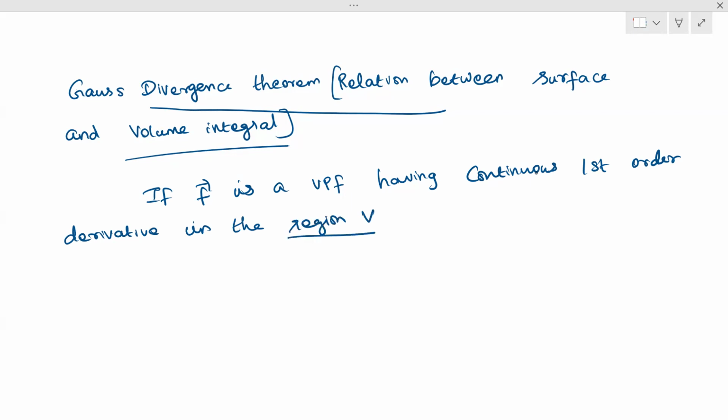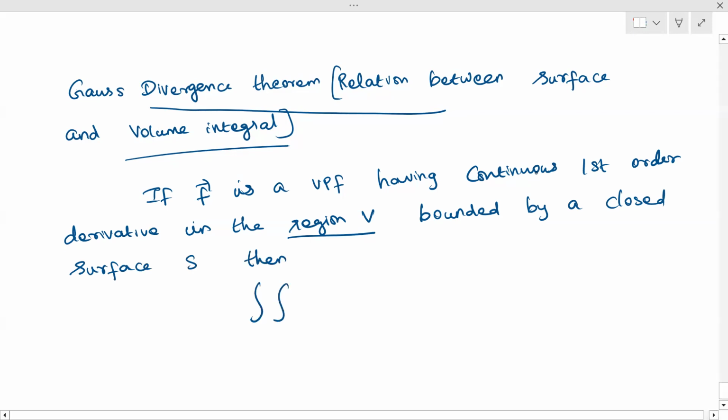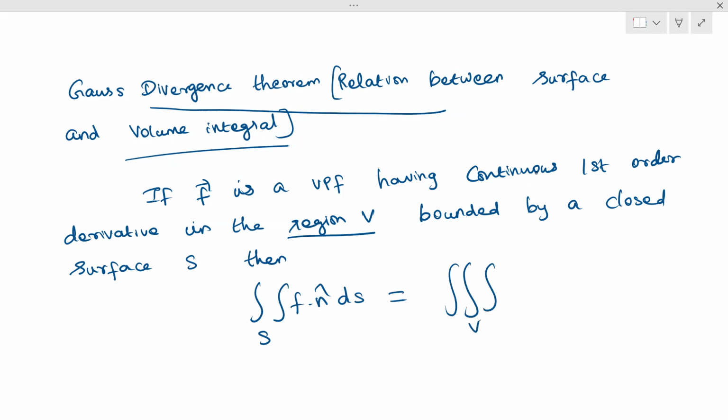Here the region is given by V bounded by a closed surface S. Then the relation is double integral over S of F dot n cap dS equals triple integral over V of divergence F dV.